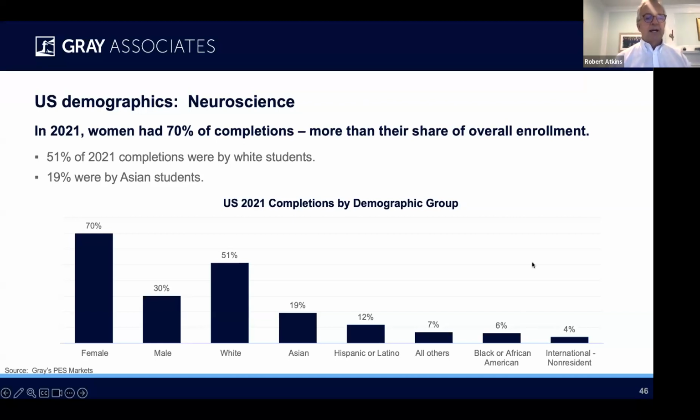So for example, if you added a neuroscience program, you'd be primarily attracting women, 70%, and only 30% of the students are likely to be men. It's going to be about average in terms of white enrollment and well above average in terms of Asian enrollment, and then declining from there with very low enrollment from, for example, the Black or African American community.